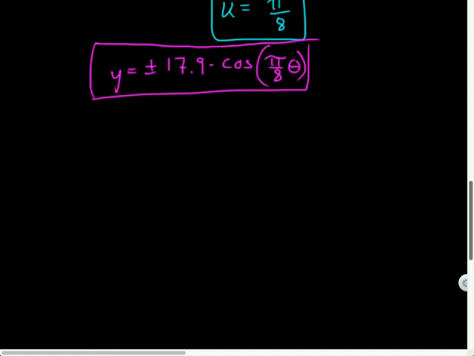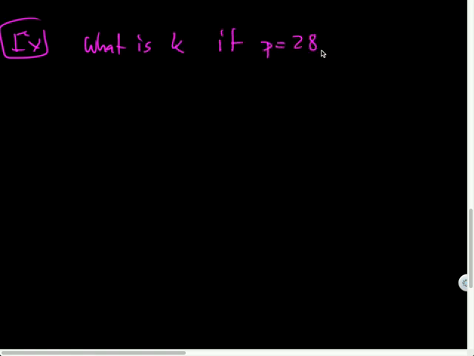Actually, let's ask that. Little side question, bonus example on this. Do we get an extra point? Nope. What is k if P equals 28? Wait, what's P? Period. Just write PER then. Yeah, sure.